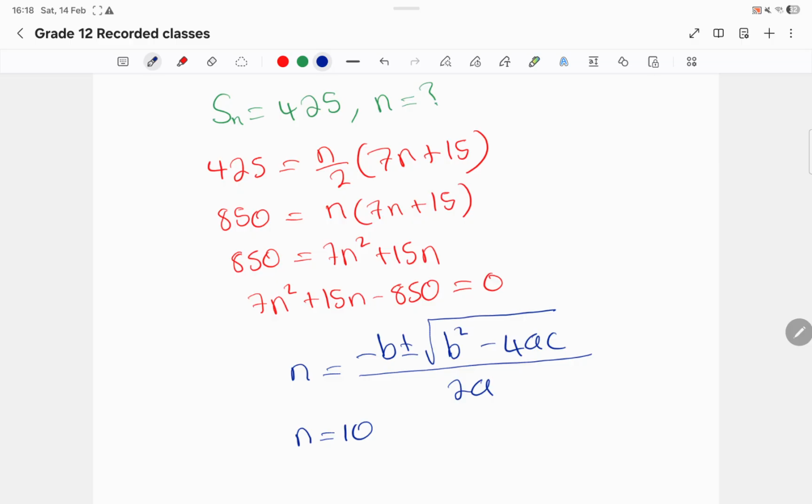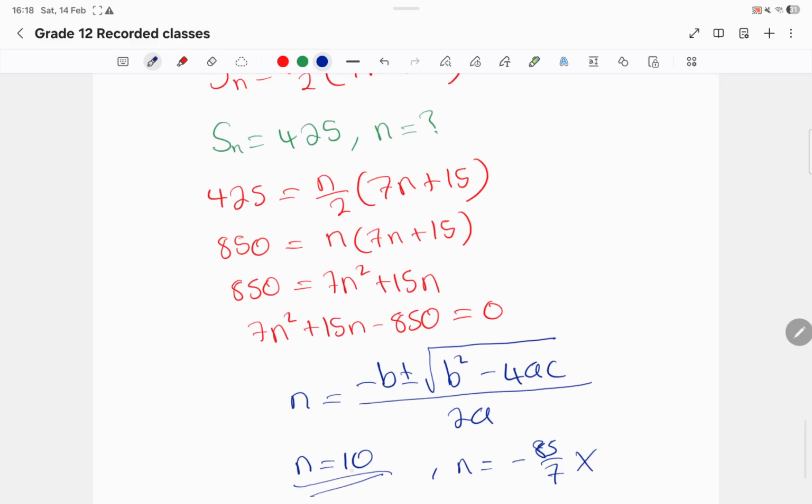You must get two values. The other one is n equals negative 85 over 7. So our n must be 10. Why? Because we don't have a negative position. So that's how we go about this question, and that's how we get the value. It means that when you add the first 10 terms, the first 10 terms will give you 425.